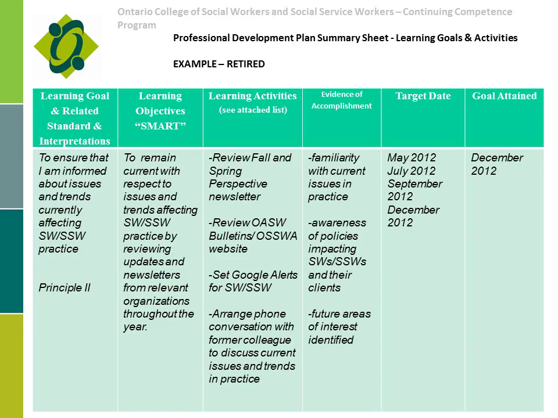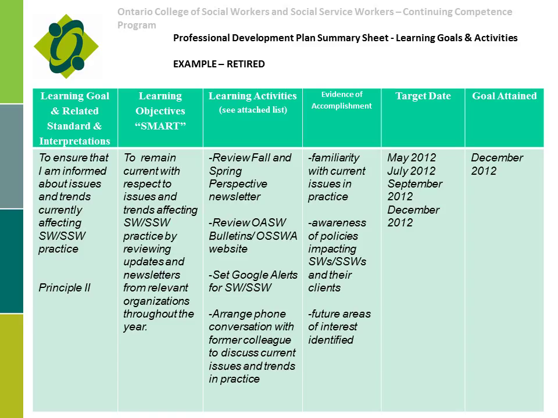In this example, the member is retired, but would like to remain connected to the field. Again, the goal in the first column is general, to ensure that they are informed about issues and trends affecting social work and social service work practice. This goal relates to Principle 2, competence and integrity.